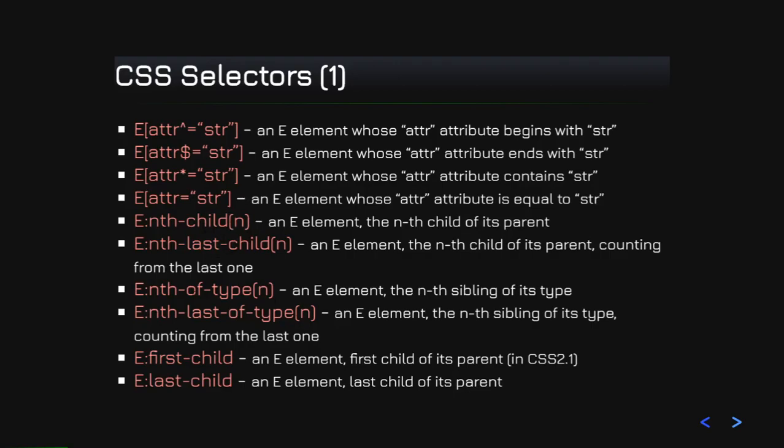But here you can select a sibling based on its type. And here you can also select the first child and the last child. A sibling element, or an element sibling to another element, is an element that has a common parent with the second one.